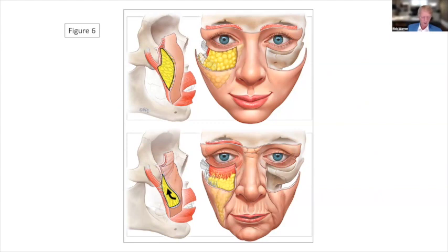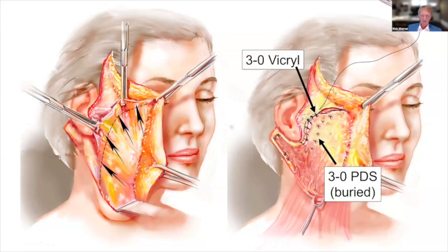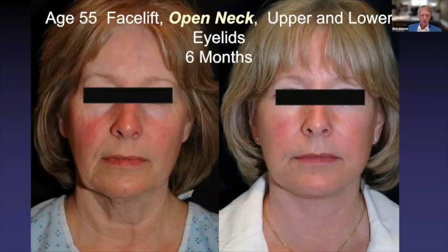With this kind of effect, with a better lift of that lower fat. And this is how I do it. Once I lifted it up, I've got deep sutures. I use PDS, and then as a second row of sutures is 3/0 Vicryl. So let's see how this works in a clinical setting.